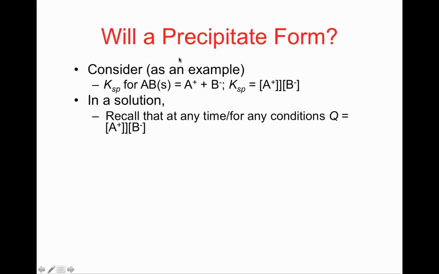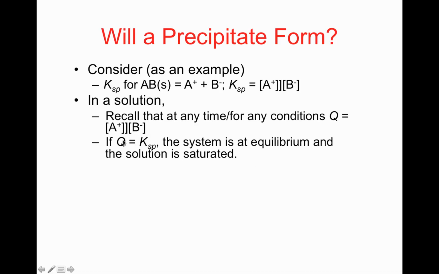Okay, so let's see. Here's a little example. Here's a salt. It's dissociating into ions. We have a KSP value for it right here. Of course, we remember that at any time for any set of conditions, Q is equal to the concentrations of A+ and B-. We know, of course, that if Q is KSP, we're at equilibrium. And another way of saying this is to say that the solution is saturated.